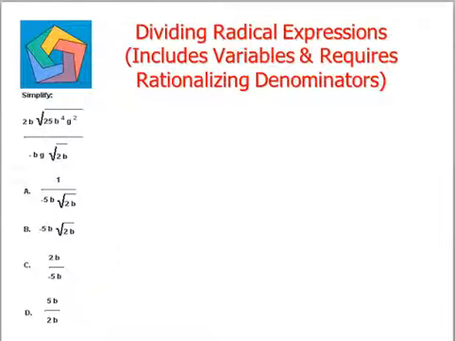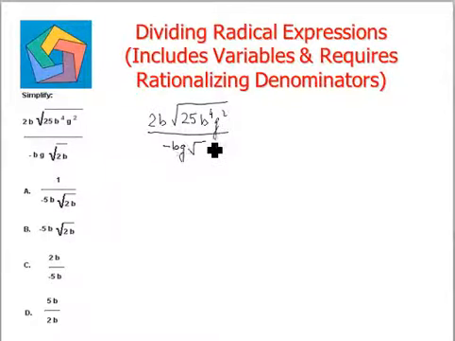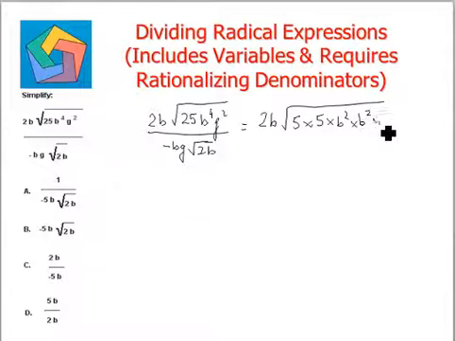It says simplify, and we're given 2b square root of 25 b^4 g squared divided by negative bg square root of 2b. So our rule remains the same. We first factor out the radical. Inside 25 can be written as 5 times 5, b squared times b squared and g squared. In the denominator we have negative bg square root of 2b as it is, nothing can be done.